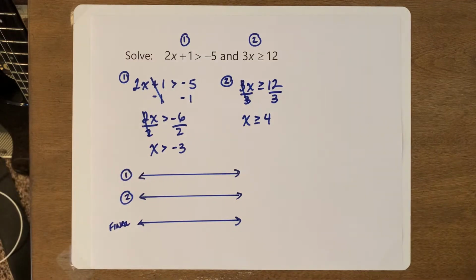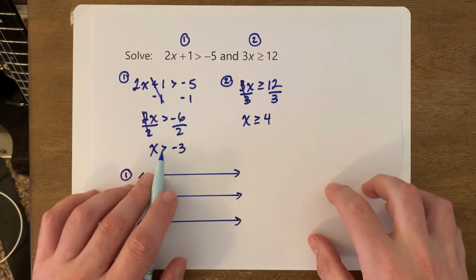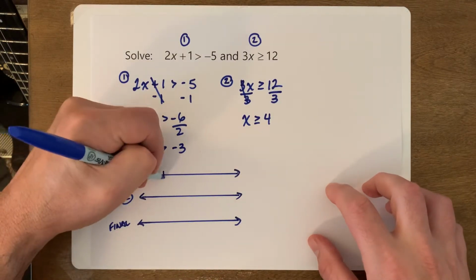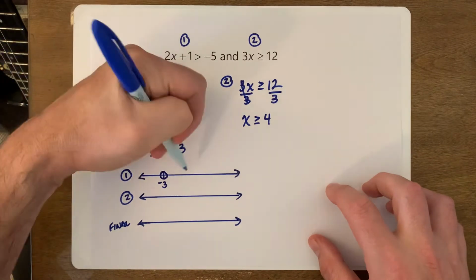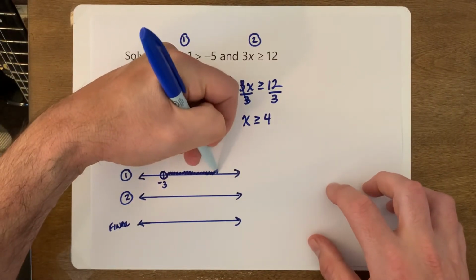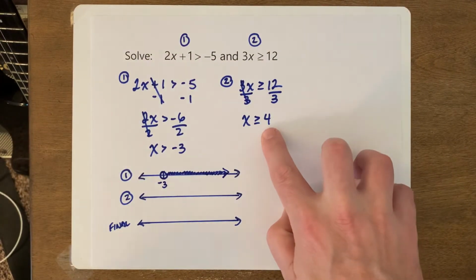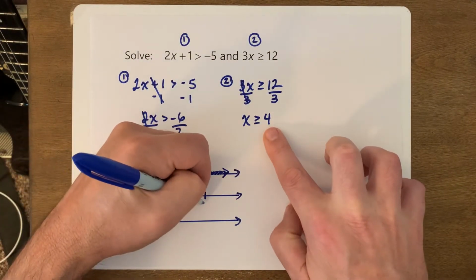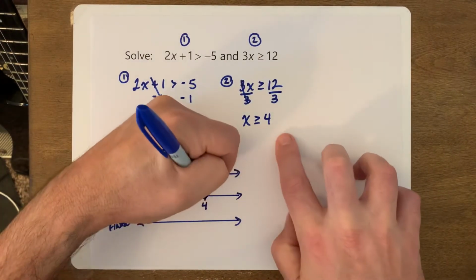All right, so let's start with number 1. -3, right? All real numbers greater than -3. So here's -3, open circle, strict inequality, shaded to the right. We'll go all the way over. Okay, number 2. 4, closed circle, all real numbers greater than.